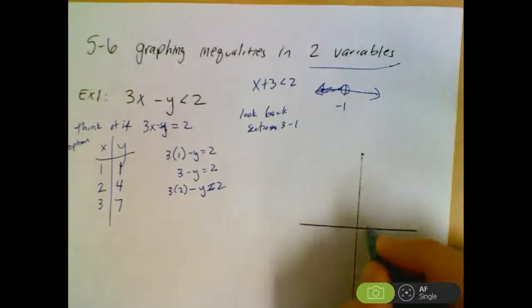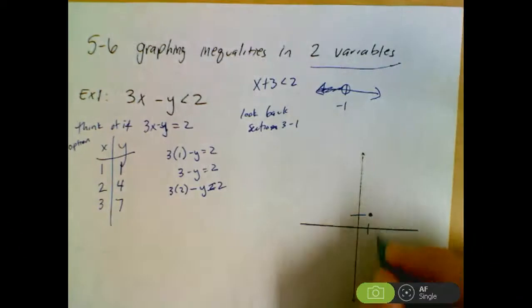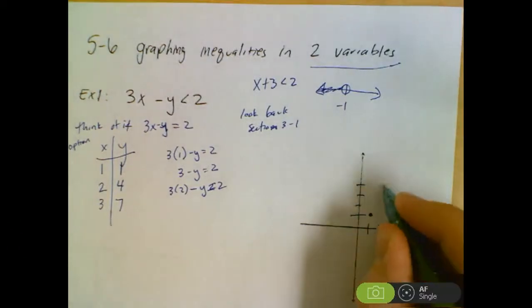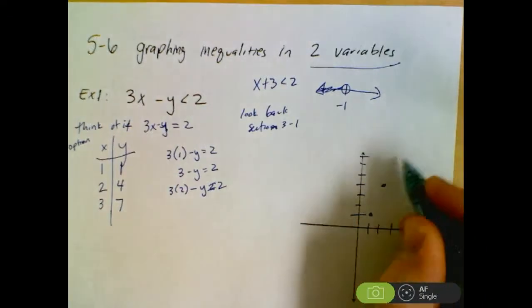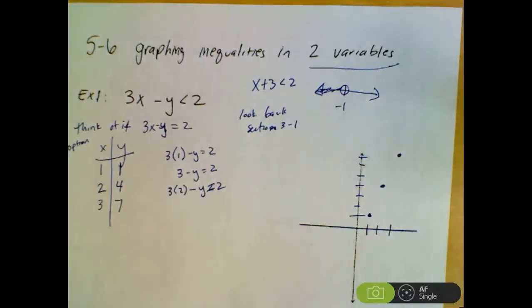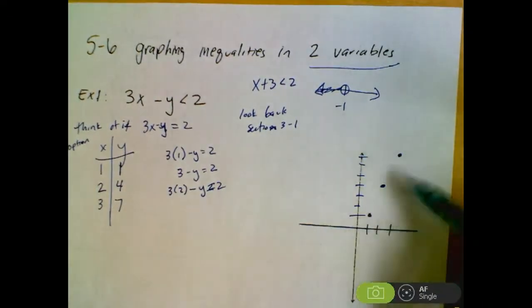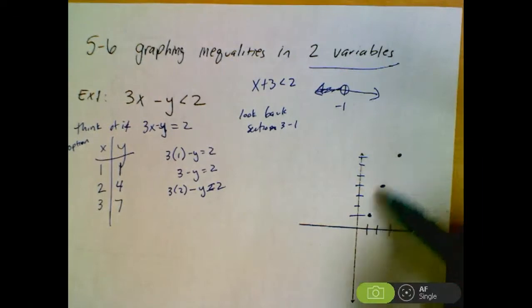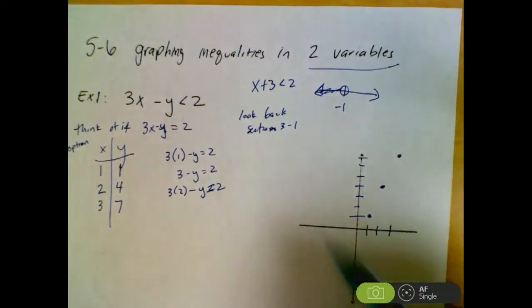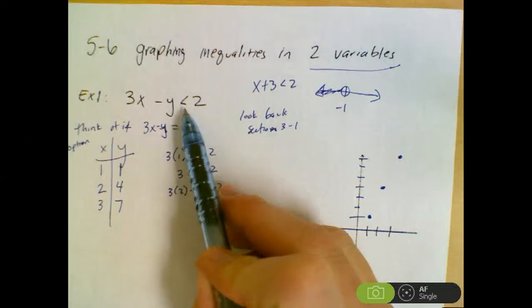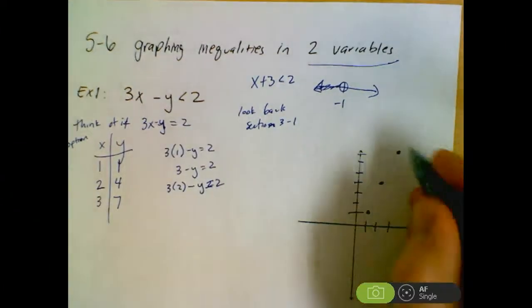So we have 1, 1, 2, 4, 3, 7. So there's our points for our graph. Now, it isn't equal to, so it's not a line like what you're used to. It is a line, but not a solid one. This less than tells us two things. Because it's not equal to, it's a dotted line.